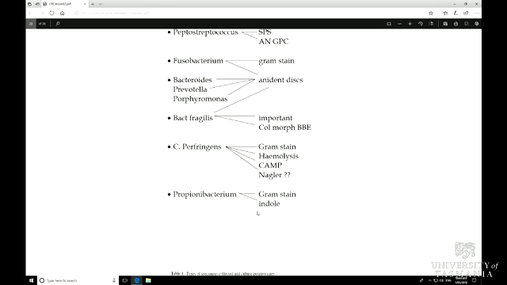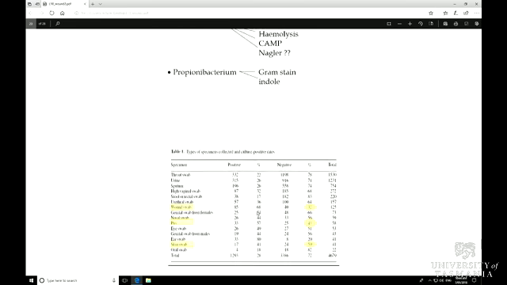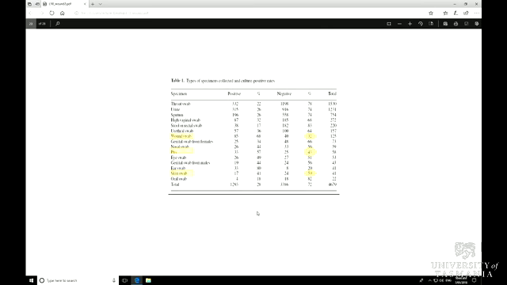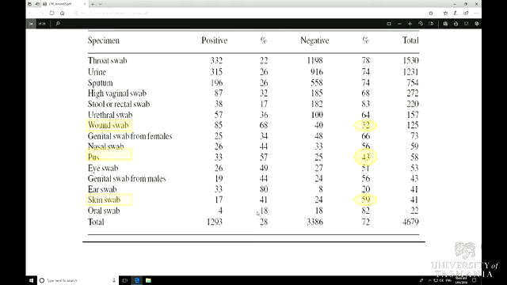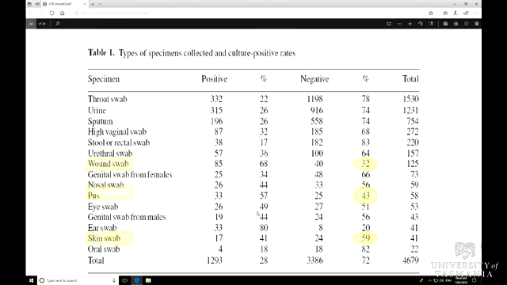Almost finished. Now, this is important. This is out of a book showing you, for all specimen types, the rate at which you find something compared to finding nothing.